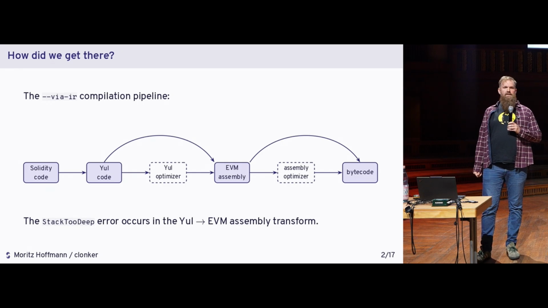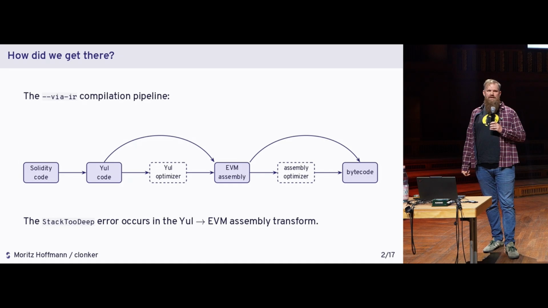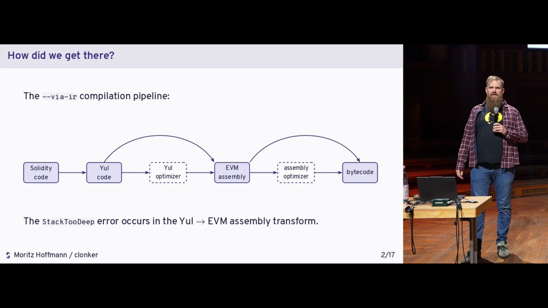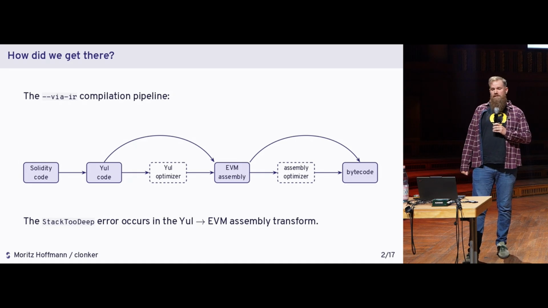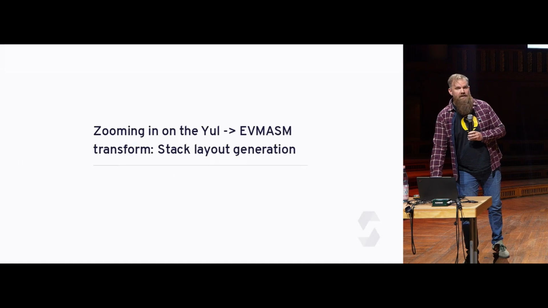The name itself already hints a little bit at what it is. It is a problem with the stack. So the EVM is a stack machine, and Yul itself doesn't really know anything about the stack yet. The transform to EVM assembly, though, will then have to deal with the limitations and benefits that the EVM stack brings. Okay, so let's look at that a little bit.